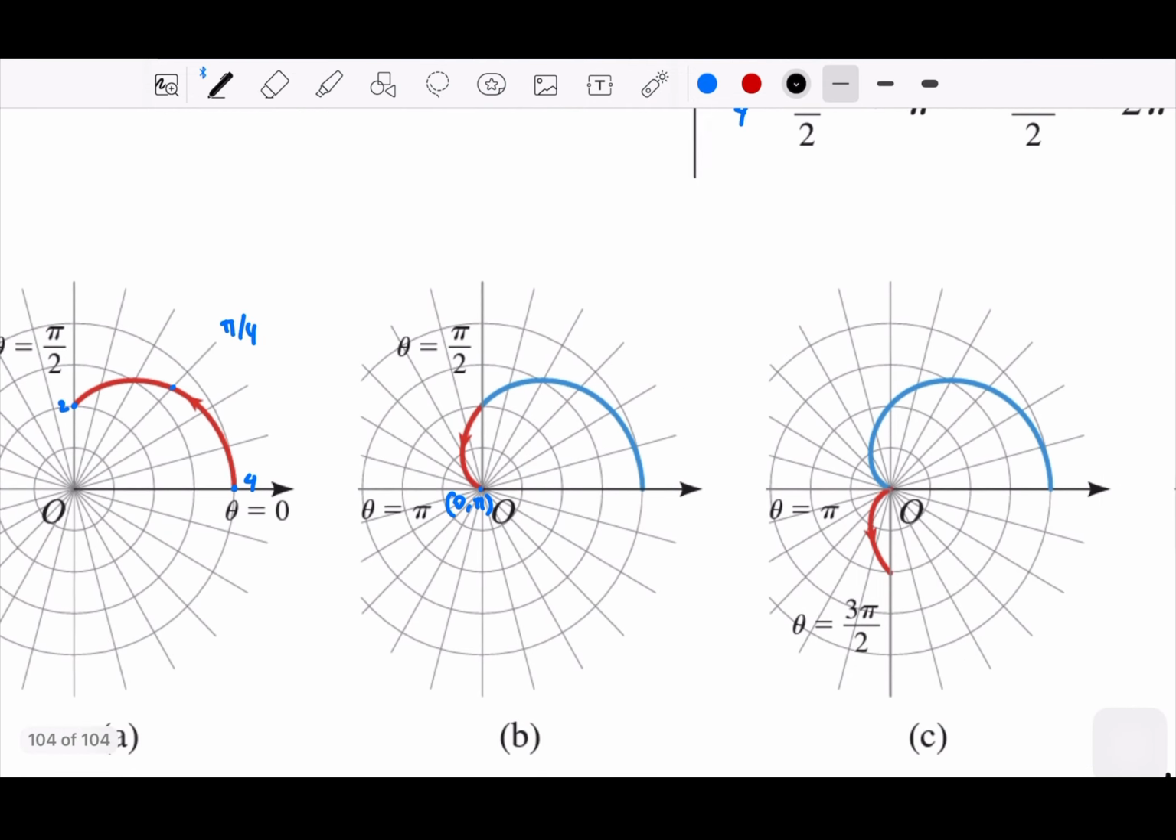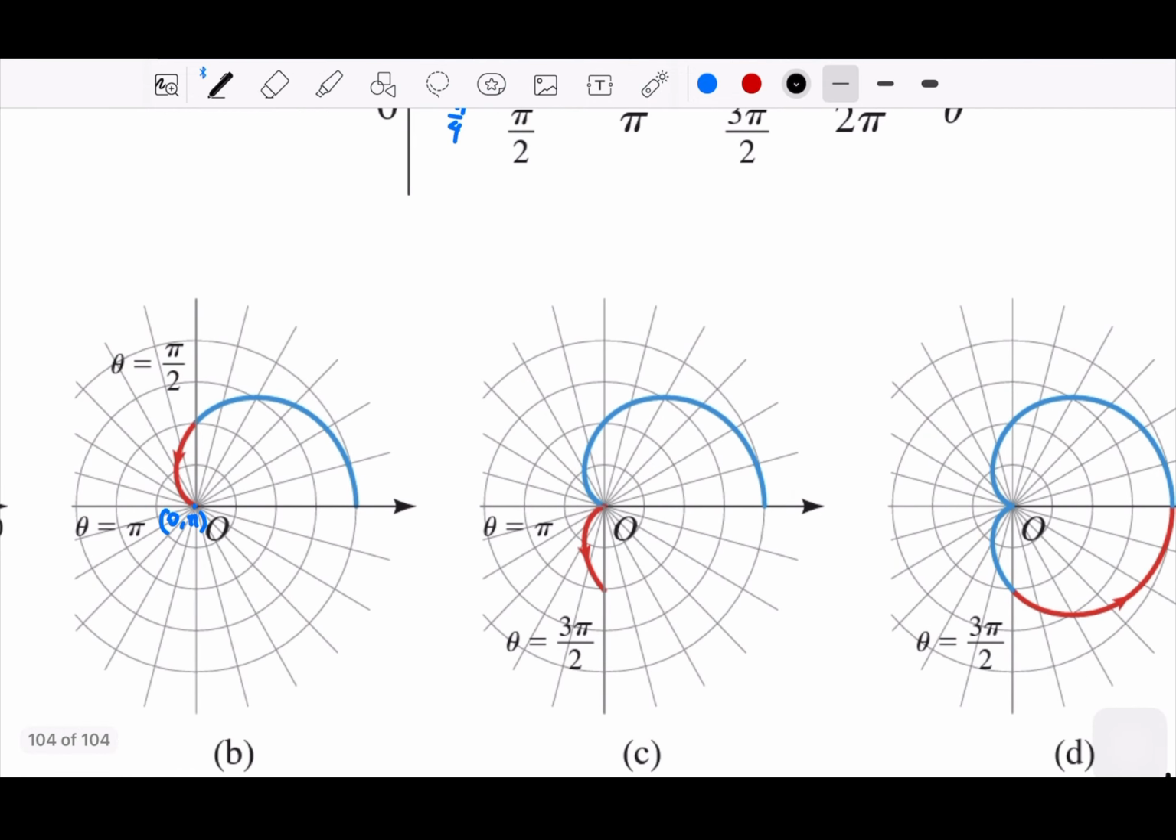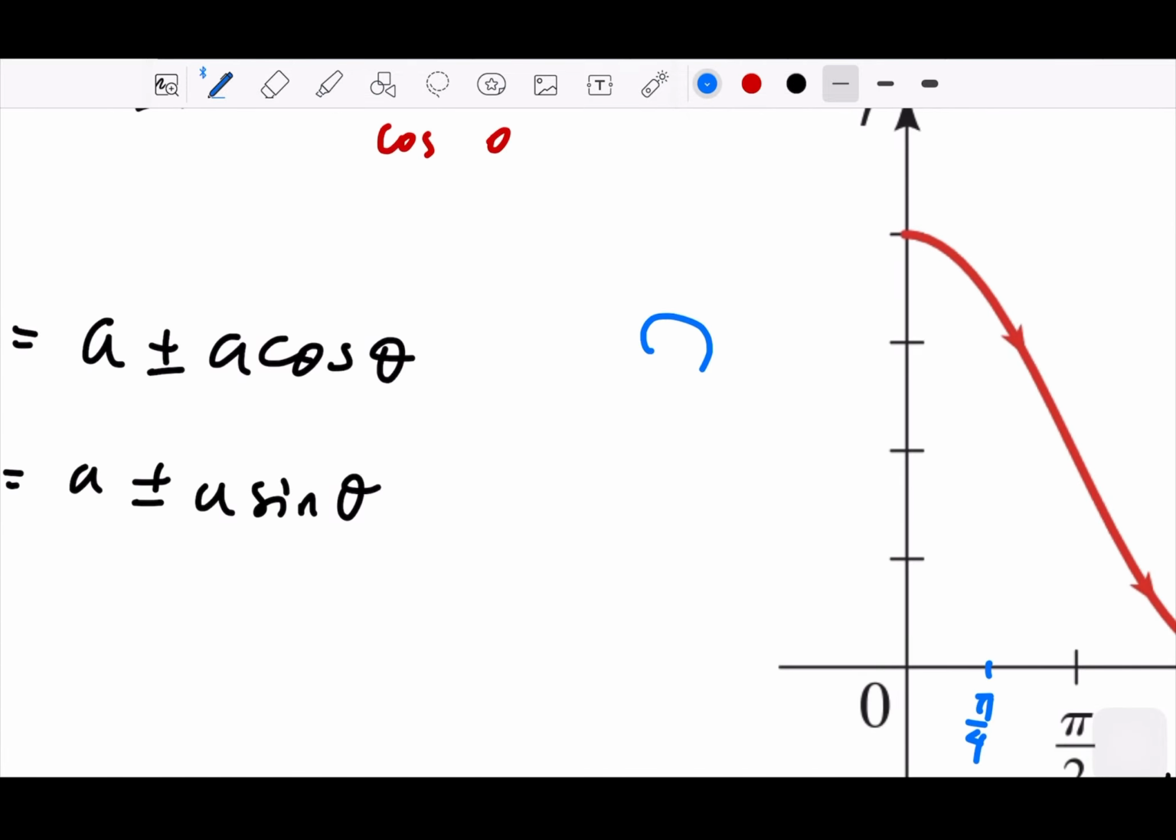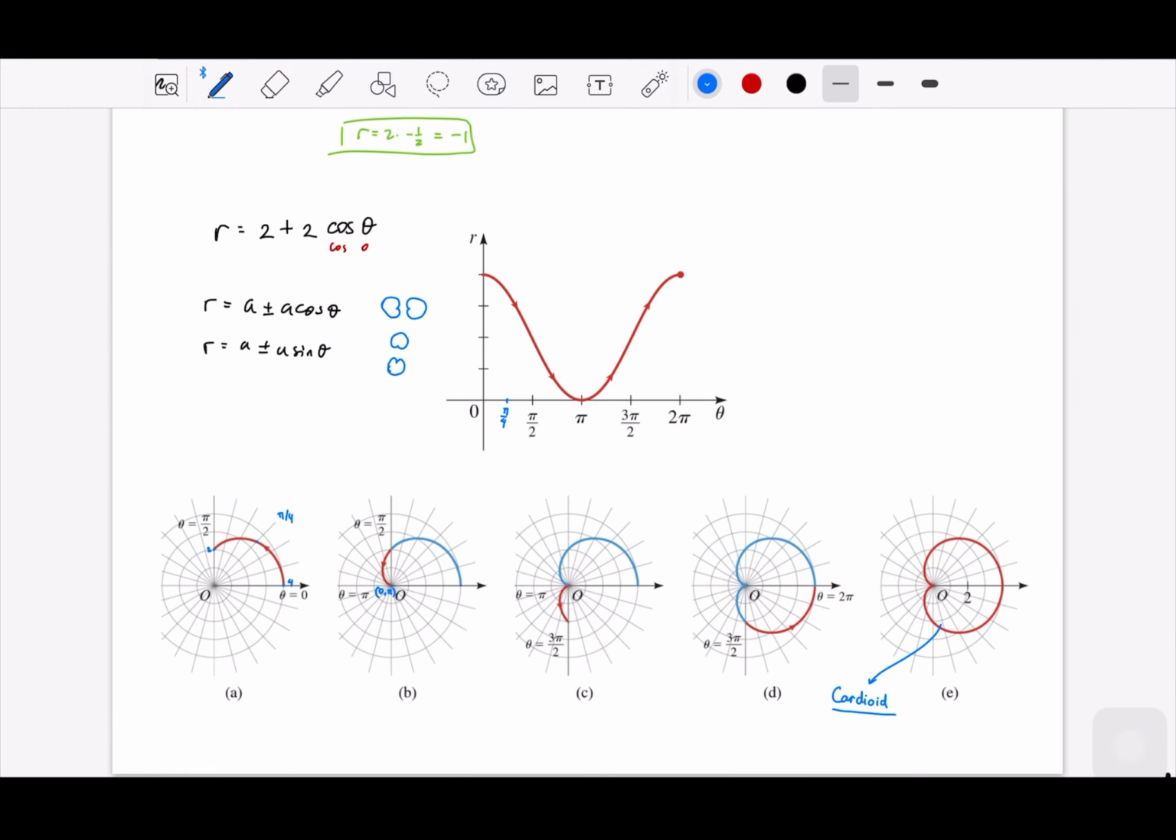Cosine is always going to the left and right. So cosine is going to be like this and like this, while sine is going to be like this or like this. Sorry. So cosine is left and right, sine is always top and down. We will see that also later. Okay, so this is the cardioid.